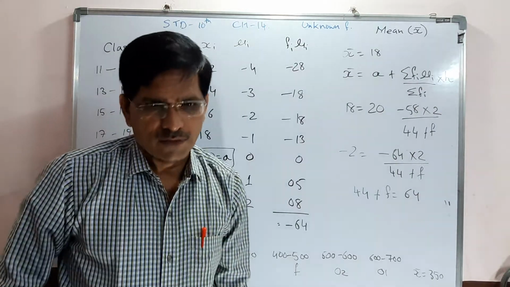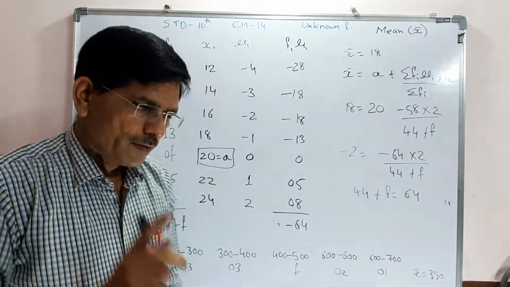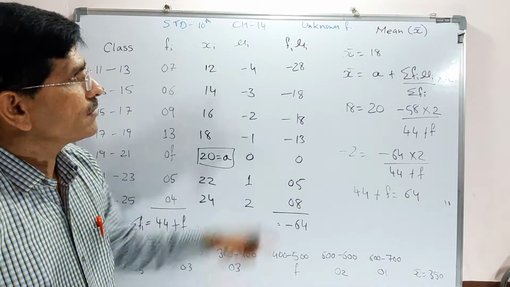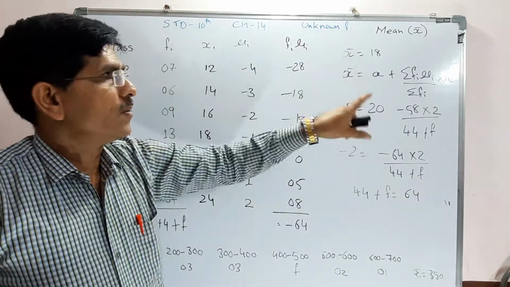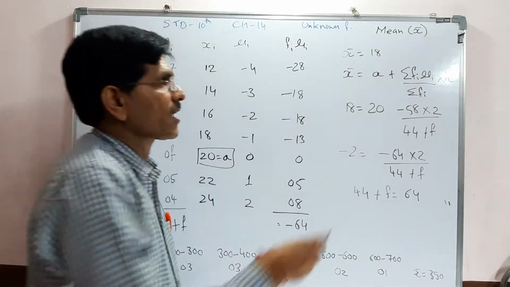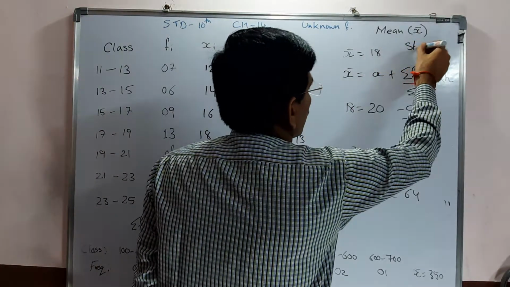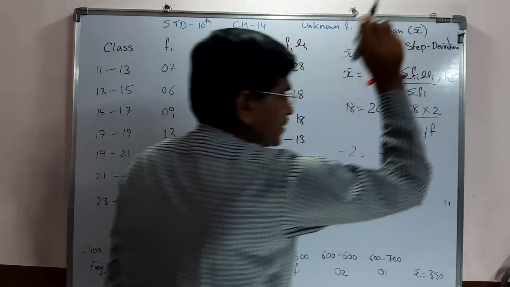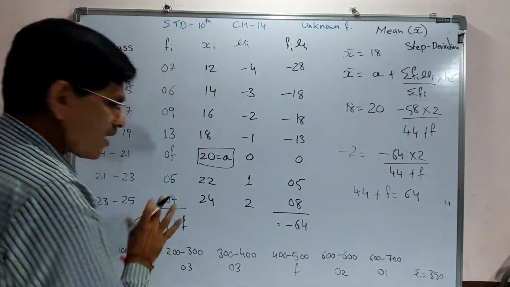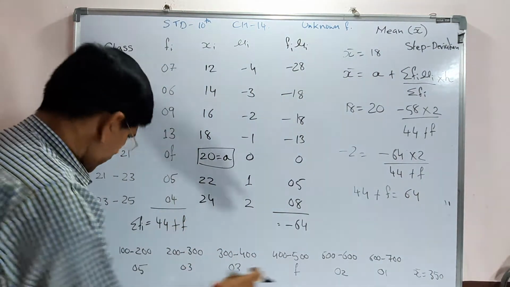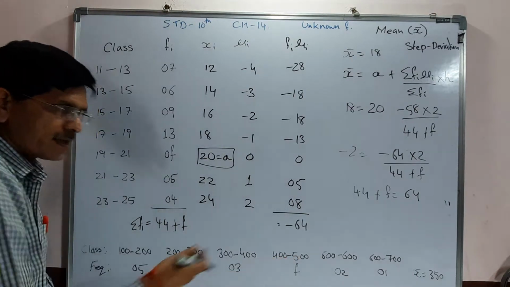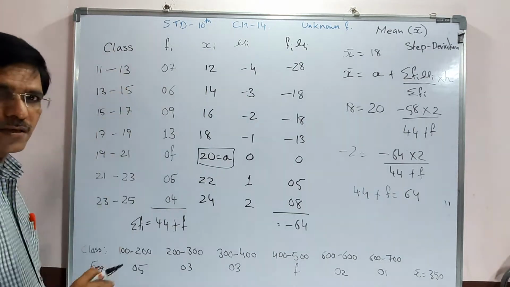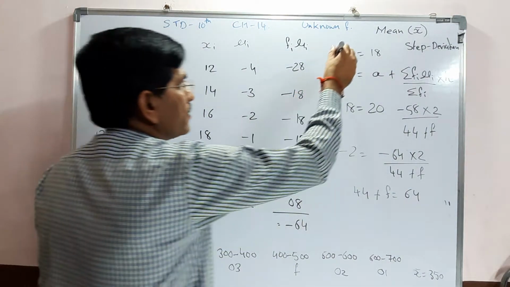So in the last lecture we discussed that in the next lecture we have to discuss how to find out the unknown frequency. Whenever an unknown frequency sum is there, always use the step deviation method. Which method do you have to use? Always step deviation method. Now one sum is already explained, and one more sum which is asked in the board exam we have discussed. Always remember.